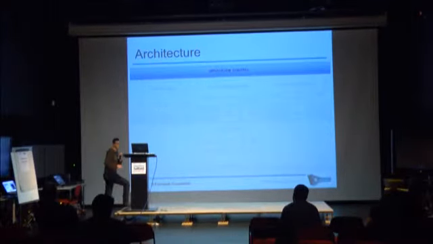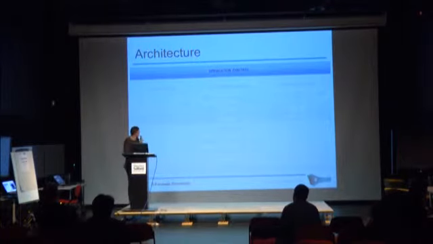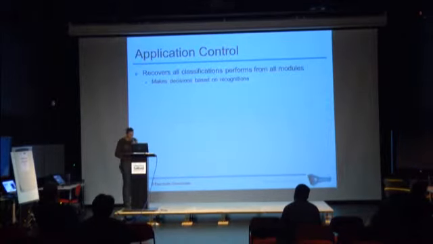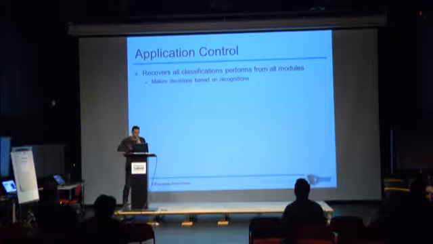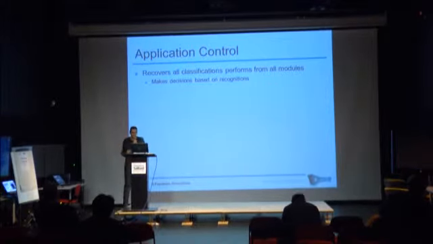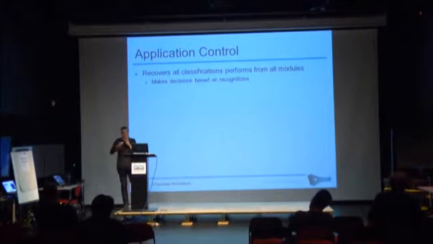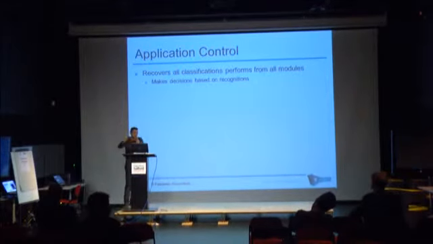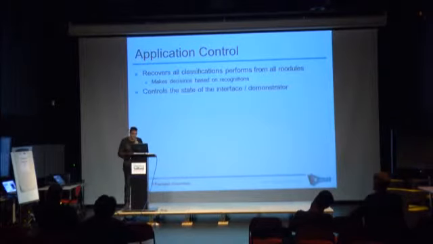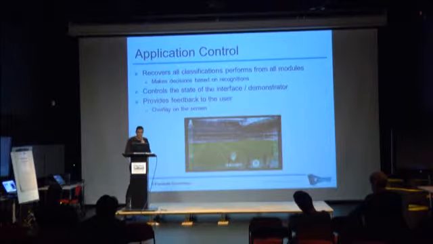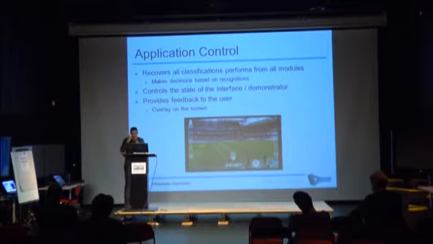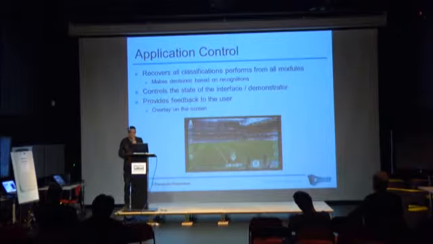Okay, so basically I'm finishing now. I'll talk to you a little bit about this last layer, which we call the application control layer. Basically what it does is that it recovers all this classification from all the modules. So it will recover that a gesture is being done from the gesture recognition, that the hands are moving, that this is the user, and it will make the decisions based on all that. It also controls the state of the interface. And one thing that is very important, it will provide feedback to the user.